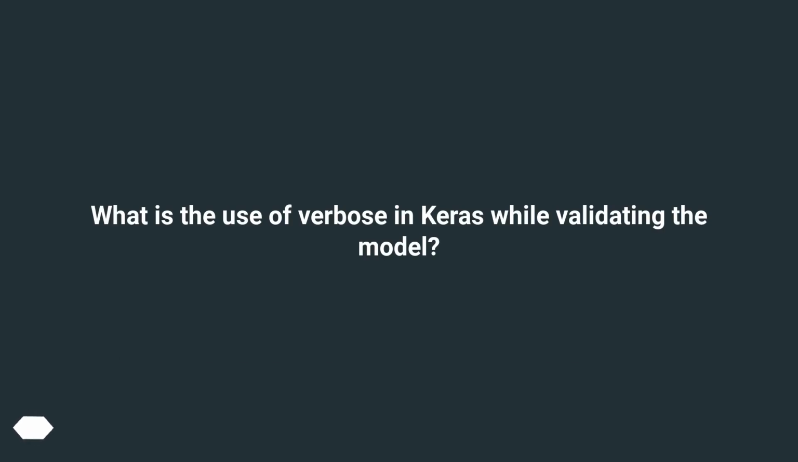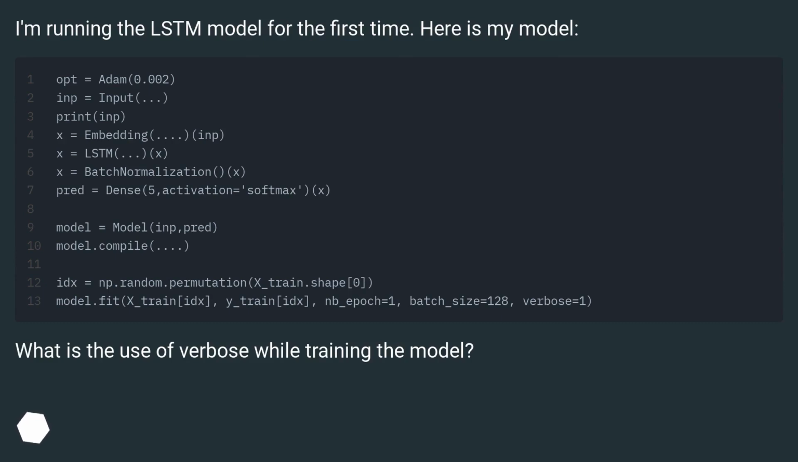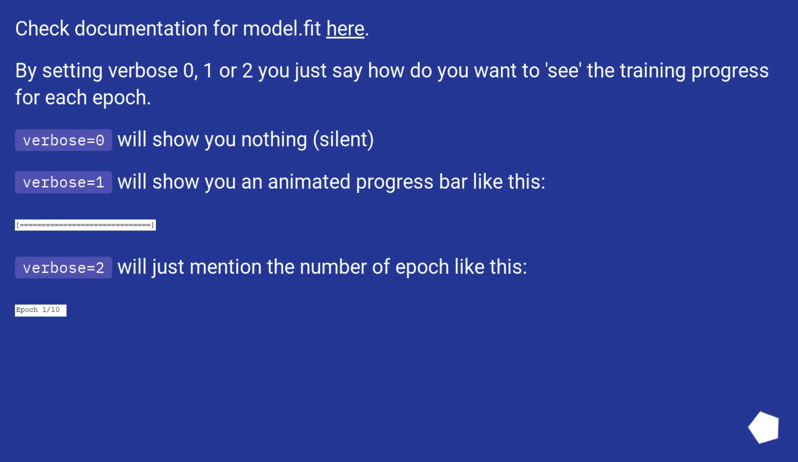What is the use of verbose in Keras while validating the model? I'm running the LSTM model for the first time. Here is my model. What is the use of verbose while training the model? Check documentation for model.fit here.